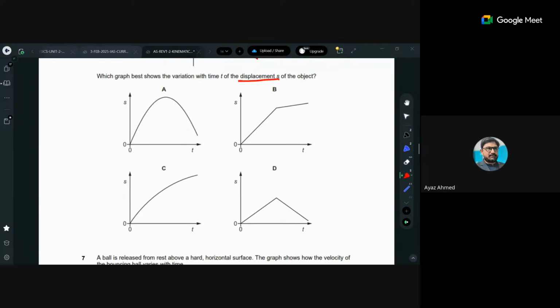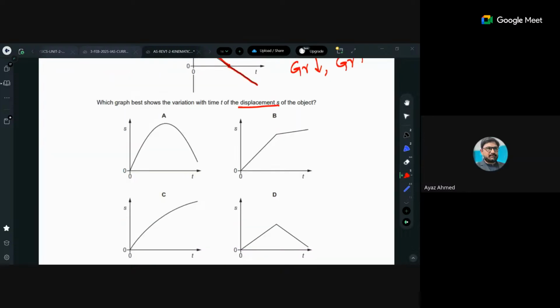So which graph is like that? Can anybody tell me? Graph A. Yes, sure. Very good. Graph A, because its gradient is decreasing, and then the gradient is increasing. And do you see? It is just a symmetric sinusoidal curve. That is why I can say that it is the same increase and decrease ratio.